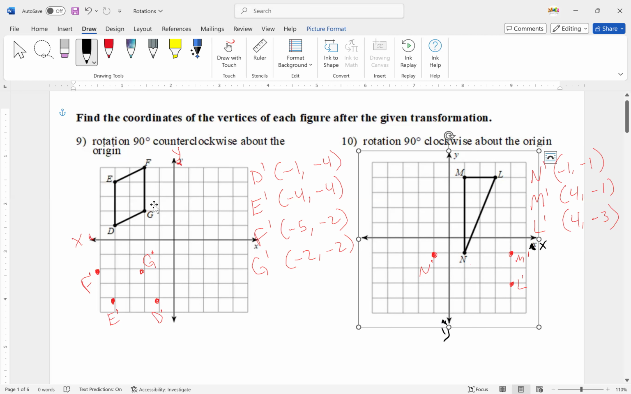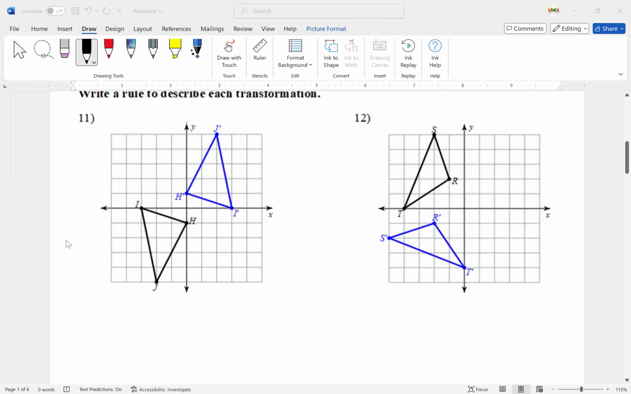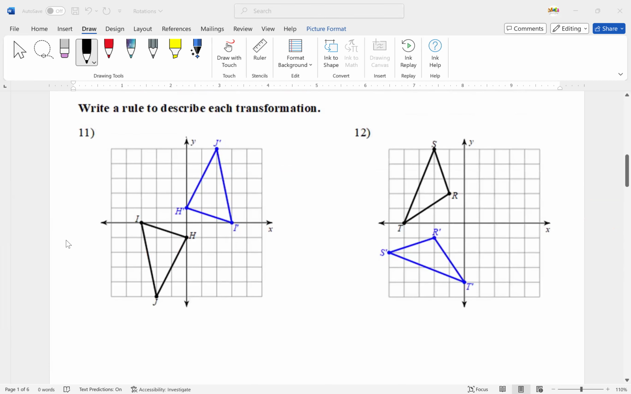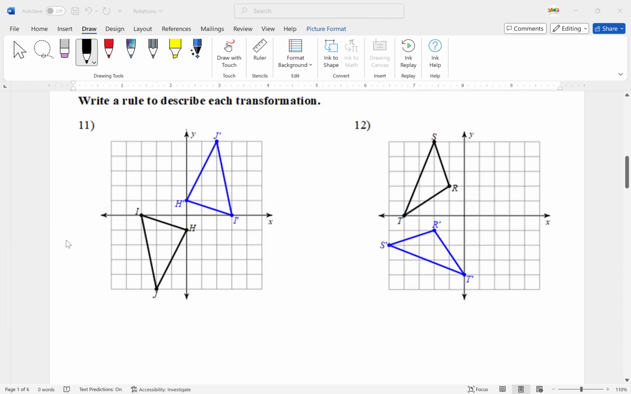Okay, I don't want to confuse you more, so let me erase this. You have that on your notes. Let's take a look at questions 11 and 12. How am I going to ask for the rule here? Write a rule to describe each transformation.